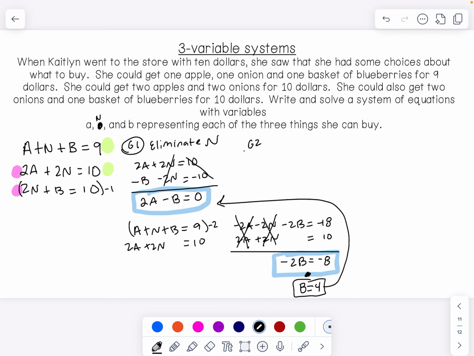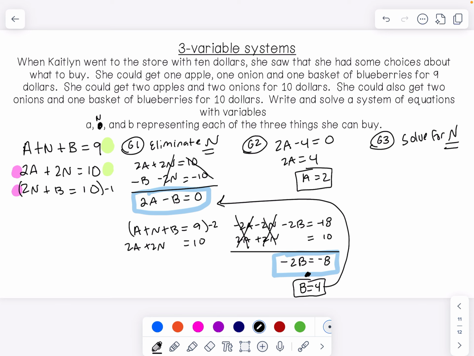So goal 2 is going to be just solving the system that we have left. Well, we have B equals 4. Plug that in: 2A minus 4 is equal to 0. So 2A is equal to 4, so A is equal to 2. Which means we're actually super close to being done. Goal 3 is going back and solving for your last variable, which is N. Whatever variable you got rid of at the very beginning is the last one that you solve for.